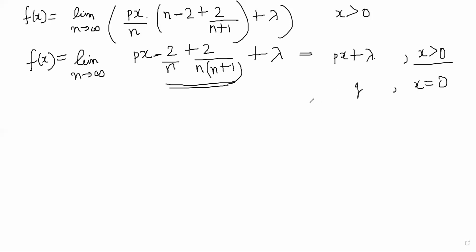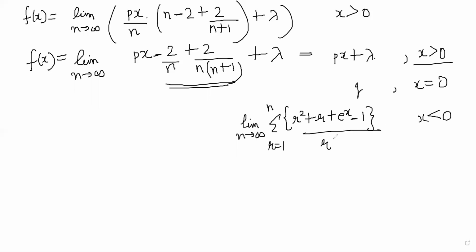And finally, we have to do a second summation for the x less than 0 part. And that summation was basically limit n tends to infinity, summation r goes from 1 to n, fractional part of (r square plus r plus e power x minus 1) by r into r plus 1. So we'll do it in the same way as we did just now. But first we can find out some values from here itself.